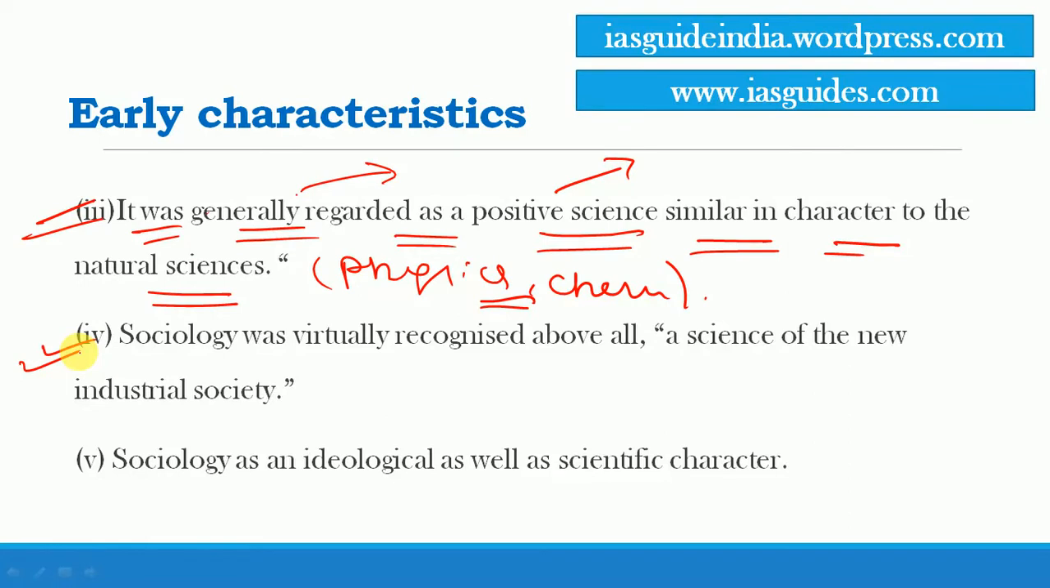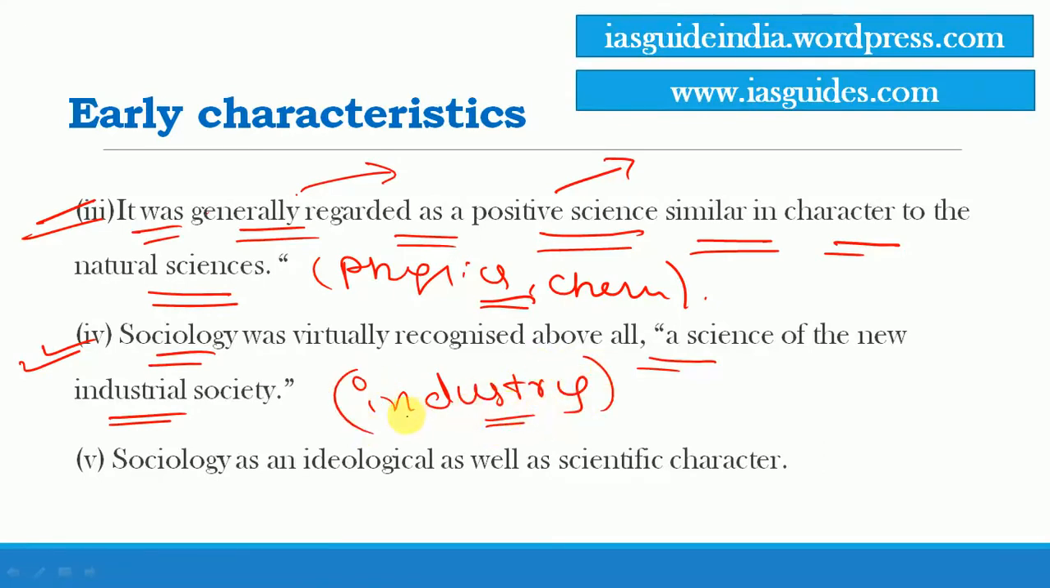You may ask, sir, how was sociology recognized as the science of industrial society? Before industrial society, sociology was not there. Yes, because the concept of sociology emerged only after the industrial revolution. Whenever the industry concept came in Europe, only after that did the study of sociology emerge. Before this industrial revolution, the concept of sociology was not there. The concept of philosophy was there.